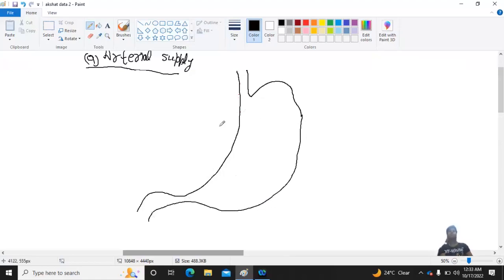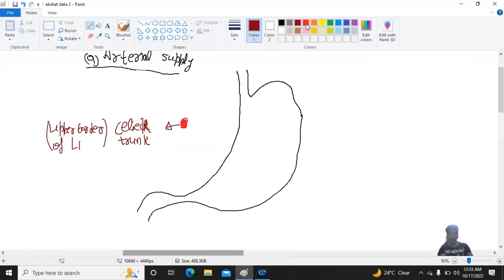So this is the stomach. First, we know there is a trunk called the celiac trunk. Let's say this is the celiac trunk from the aorta. At which level is it? This is the celiac trunk at the L1 level, the upper border of L1.